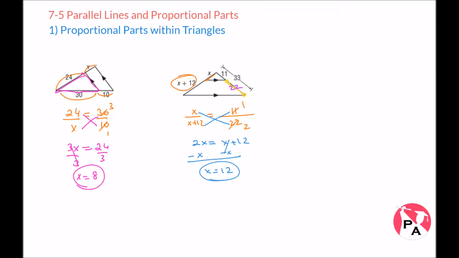So to sum up, first I figured out the length of this side by subtracting these two, and then I wrote the proportion, the one that you see here, x over x plus 12 equals 11 over 22. You could also do x over 11 equals x plus 12 over 22. That would be correct. If you cross multiply, you can solve it for x. Your answer is going to be the same if you use the other method as well.